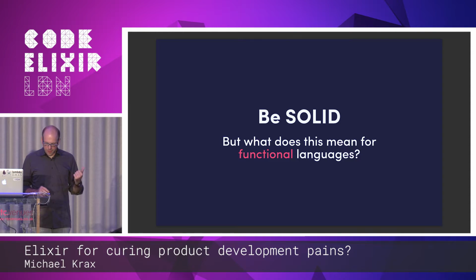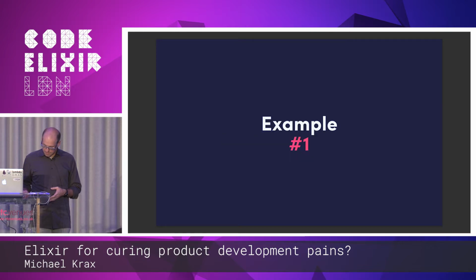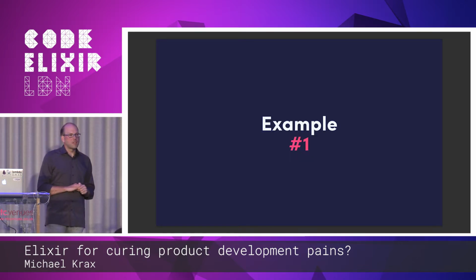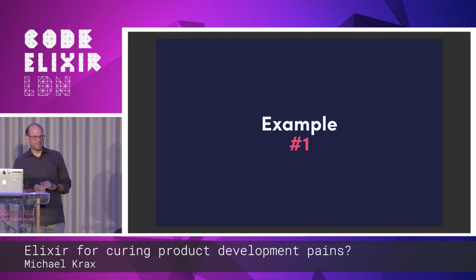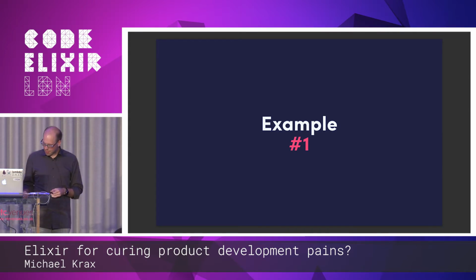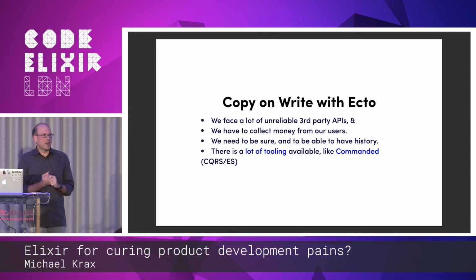And we're going to look at the single responsibility principle, the open-closed principle, and a little bit on the substitution principle in here, which is the design by contract. But we're going to look at some source code now. And the first example is how we implemented copy on write with Ecto.